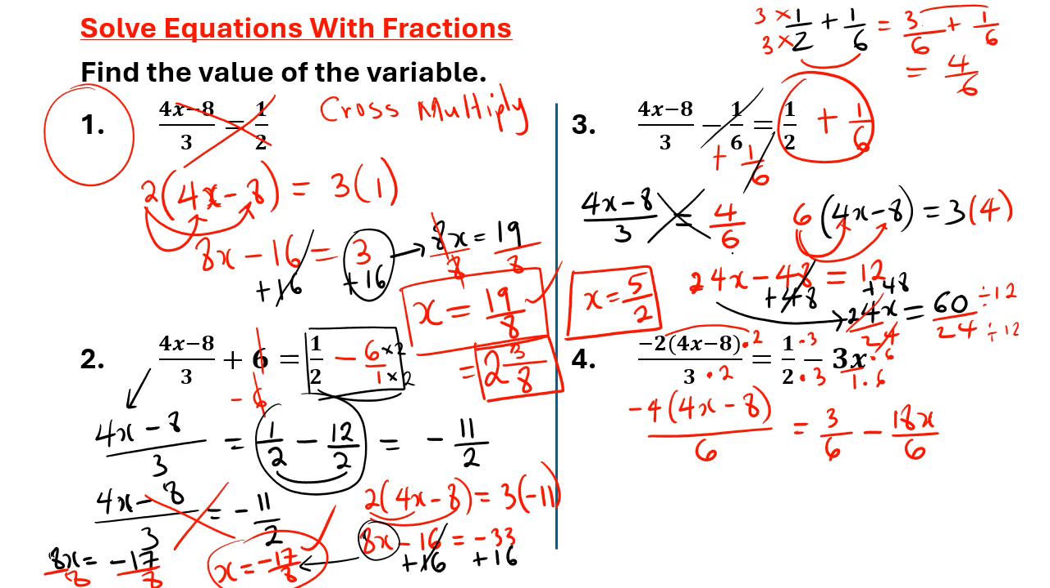So what we can do now is to make all the 6 disappear. Because if we're dividing each term by 6, it means that we can do this problem by just clearing out the 6 now that we have the same denominator for everything. So now it takes us to negative 4 times 4x minus 8 is equal to 3 minus 18x.